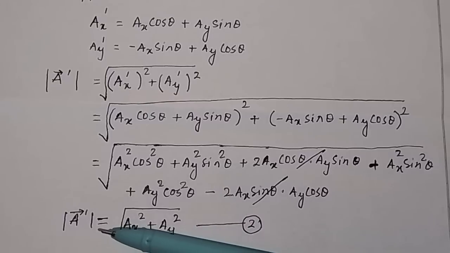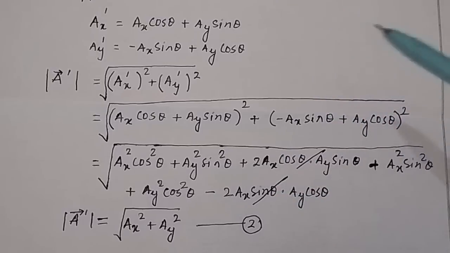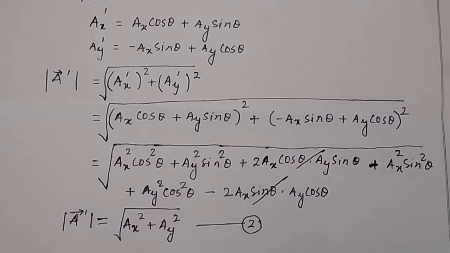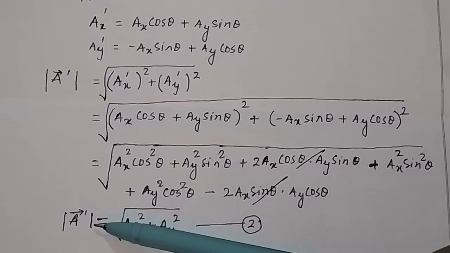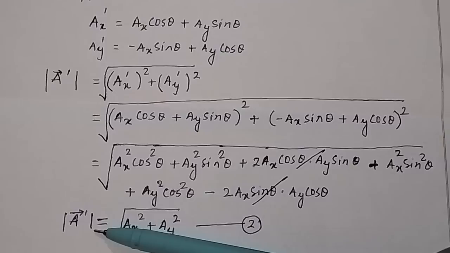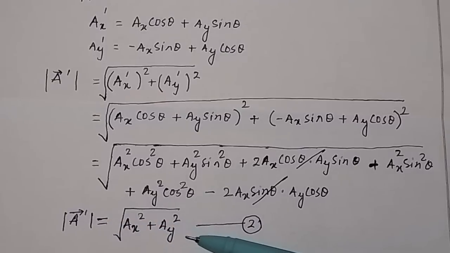So you see the magnitude of the prime vector after rotation is the same as the magnitude of the vector before rotation. Before rotation, the magnitude of the vector is the square root of ax square plus ay square, which we have written in equation 1. After rotation by an angle theta, the vector will change, because the magnitude will not change but its direction will change. So you write the vector as a prime. That is why the magnitude of the vector a prime is equal to the square root of ax square plus ay square.